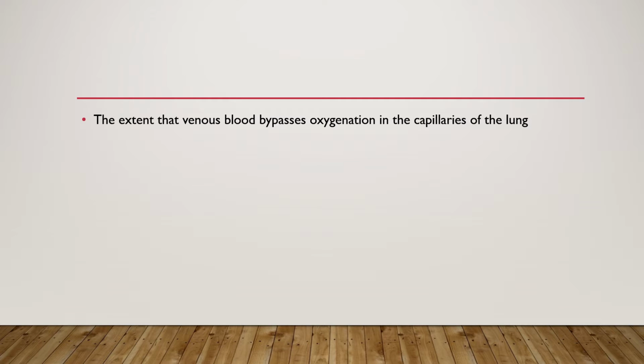So what is the shunt equation? It's an equation that attempts to define the extent that venous blood bypasses oxygenation in the capillaries of the lung, or effectively define the amount of blood that is shunted, and it can also be used to describe VQ mismatch.